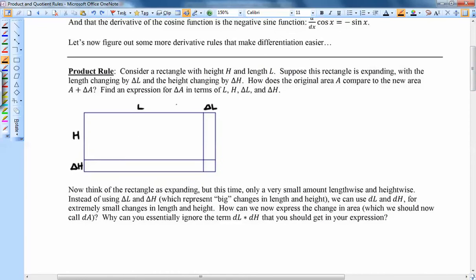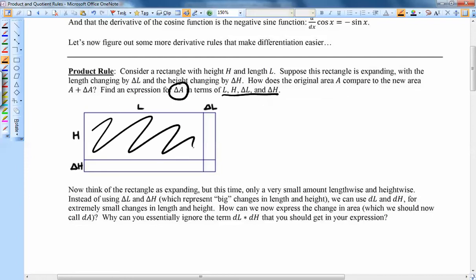We're going to start with just a rectangle here, height h, length L, and the rectangle has expanded, where the length is now L plus this little extra change in L, and the height has something similar done with it. And so we want to compare the original area to the new area, and find an expression for how much the area changed by in terms of these four things. So the original area is just this part right here. That part is really just h times L, or L times h.